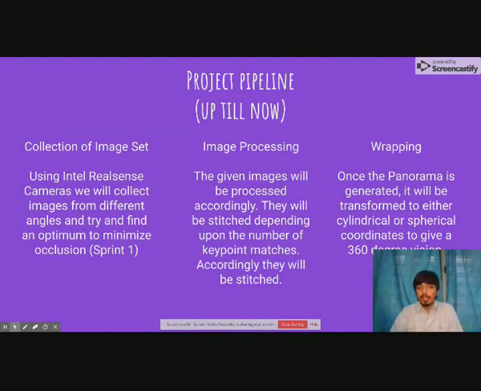The second step being image processing. This was the most important step in our pipeline and involved finding homography matrices or essential or fundamental matrices in order to help stitch the images. The final step being warping. Once we have stitched the images, we needed to warp the panorama around in order to get the 360-degree view.